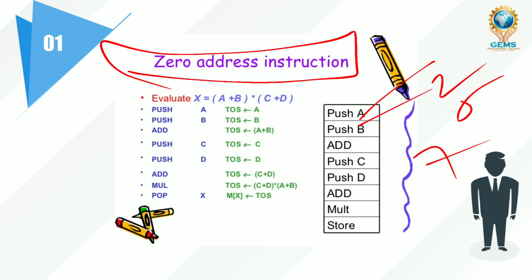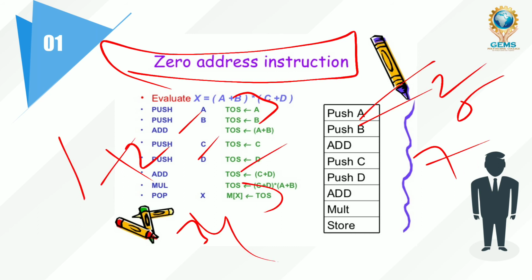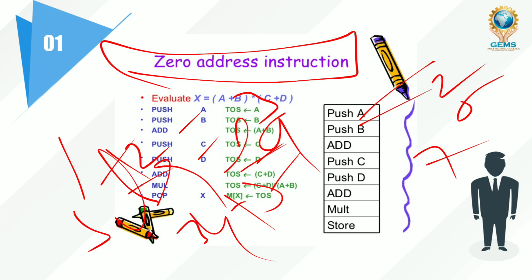So these are the push the element A, 1, and again push the element B, 2, add them, so add 1 plus 2, 3. Then push C, just imagine push C some other 4 and push D 5, add them, then add them to 9 is the answer. Store. So zero address instructions will be like this.